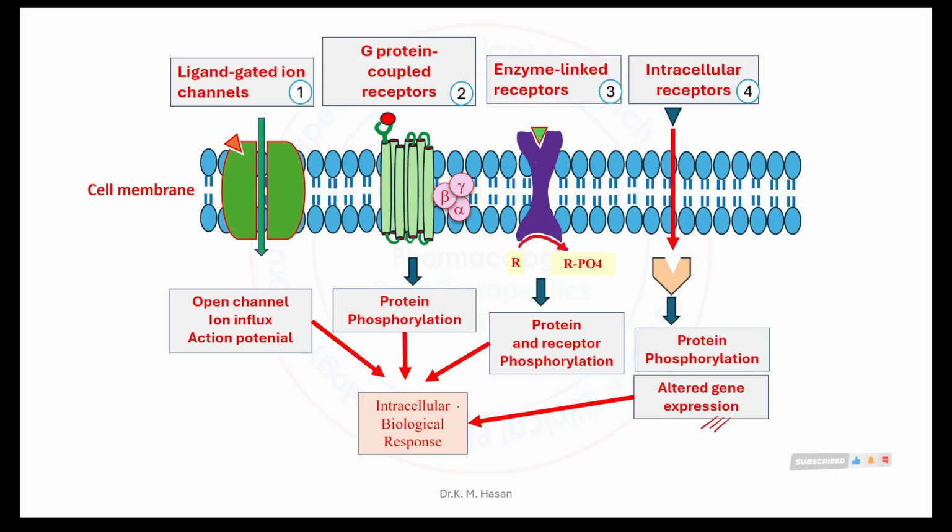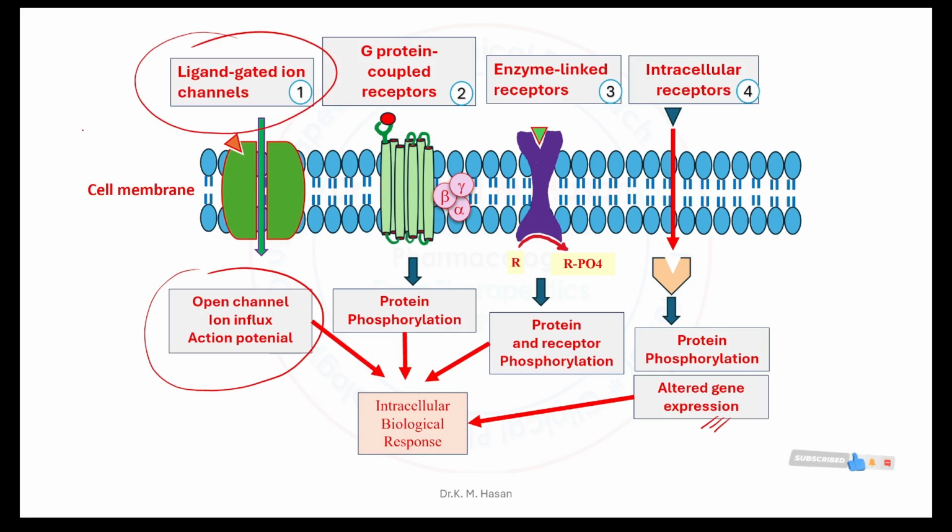And the end result will be intracellular biological response. So the question here from these 4 family receptors: which of these family receptors is associated with open channel ion influx and action potential? It is the ligand-gated ion channel. Which of these 4 family receptors is associated with activated G protein? It's the second family, G protein coupled receptor.